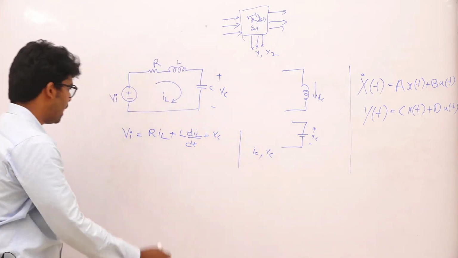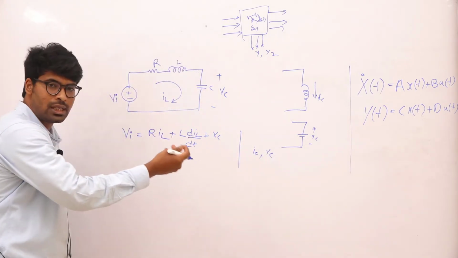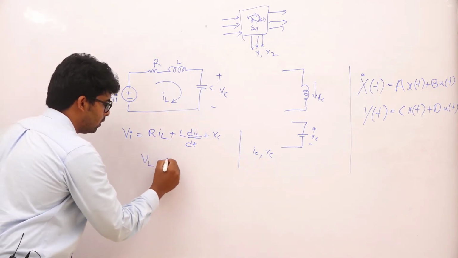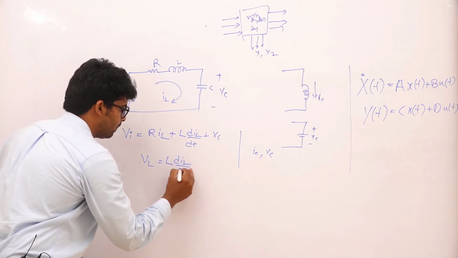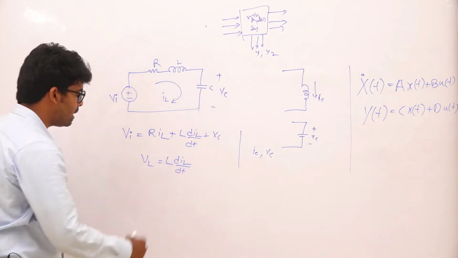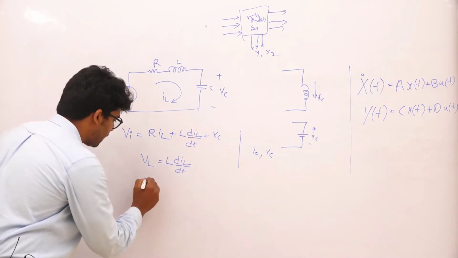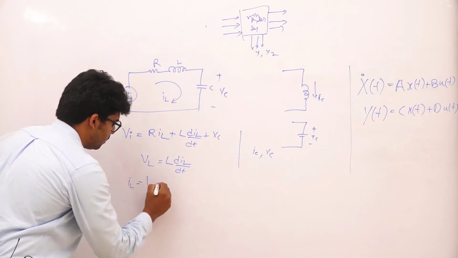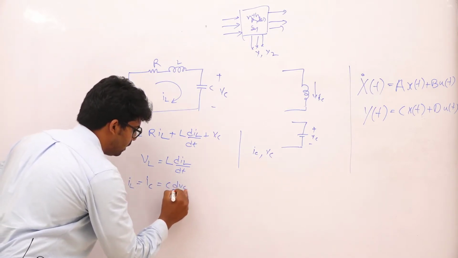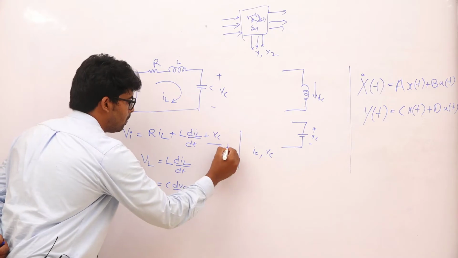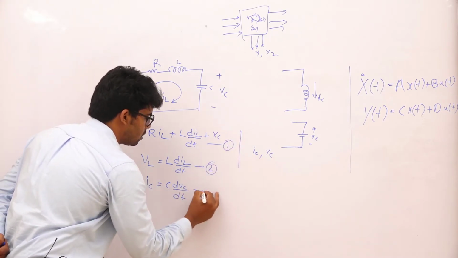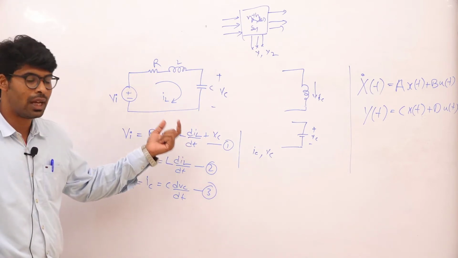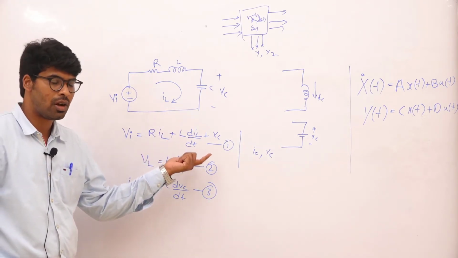To show the change in current in the inductor, we will take VL equal to L dIL by dt. And to show the change in voltage, we will take IL equal to C dVC by dt. Based upon these mathematical equations, to design a state model, if you see any circuit, your approach is to give a mathematical representation of that circuit.